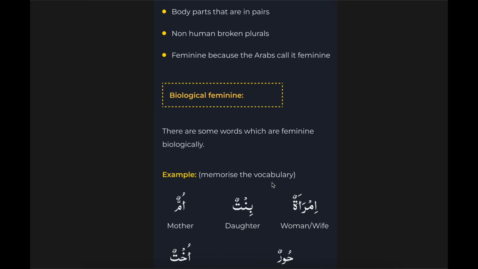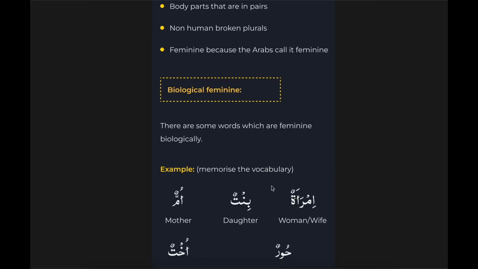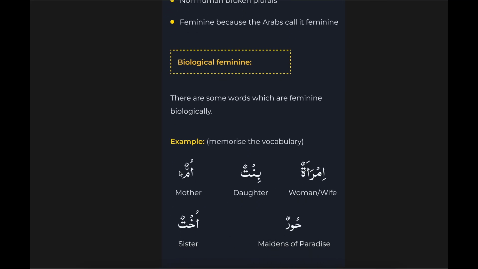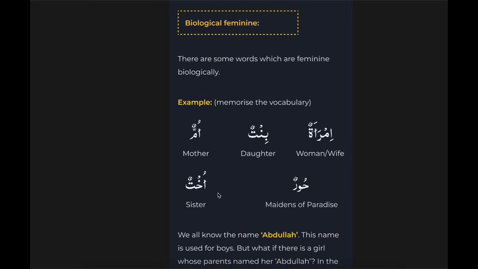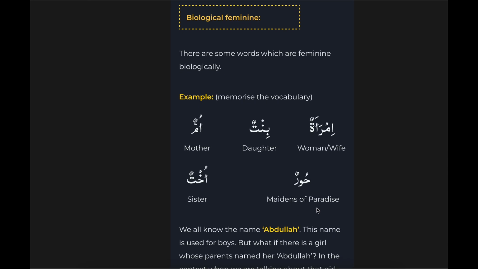Let's see some examples of biological feminine. Ummun means mother. Bintun means daughter. Imra'atun means woman or wife. Ukhtun means sister. Hurun means maiden or paradise. These words are biologically feminine. Memorize these vocabularies.